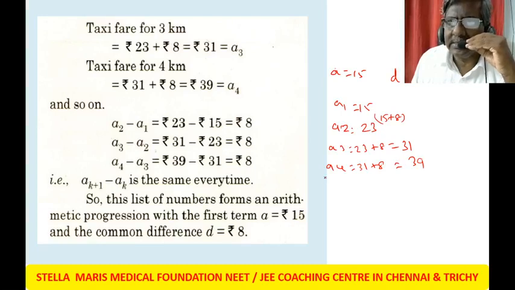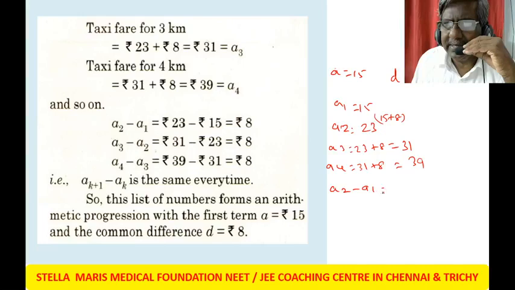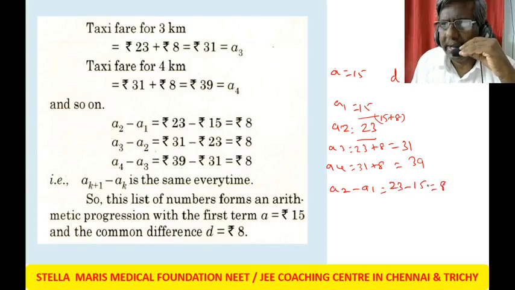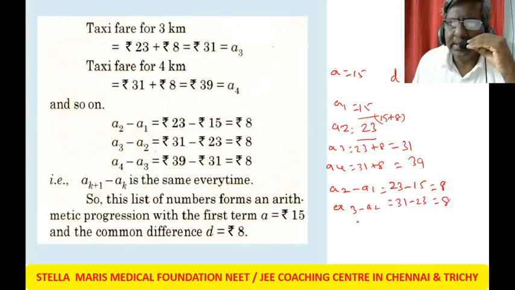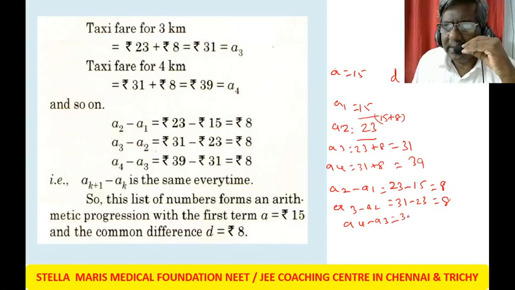Now A2 minus A1 is 23 minus 15, which is equal to 8. Likewise, A3 minus A2 is 31 minus 23, which also equals 8. Then A4 minus A3 will give you how much? 39 minus 31, equal to 8. Common difference.